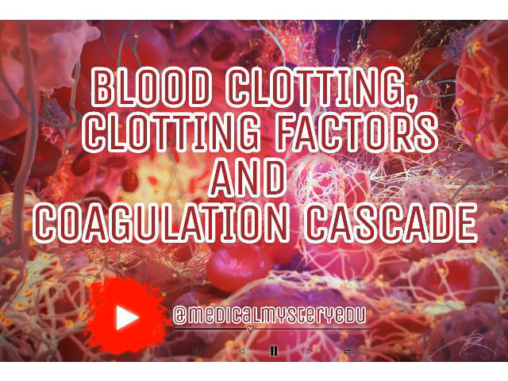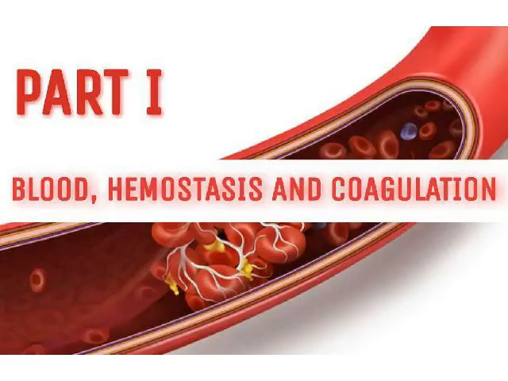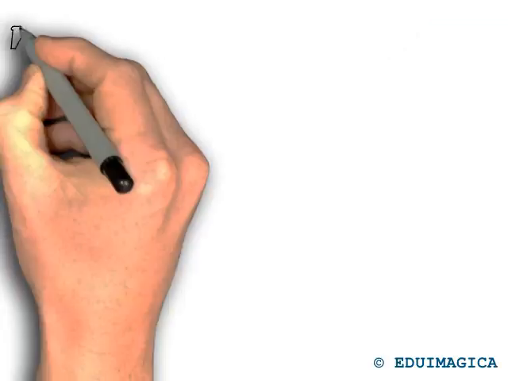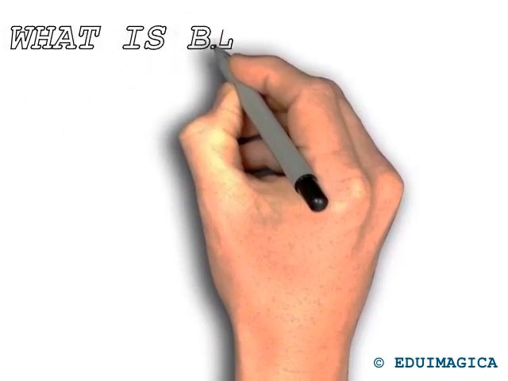Today we are going to learn about blood clotting, clotting factors, and the coagulation cascade. For better understanding, we have divided the video into three parts. The first part is about blood, hemostasis, and coagulation. So, to start with the basics, we must know what blood is.